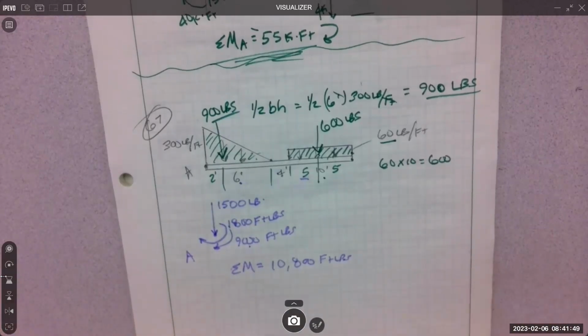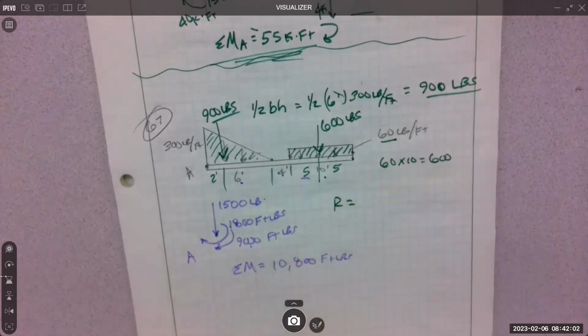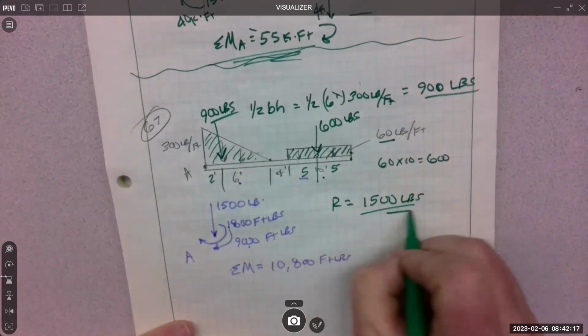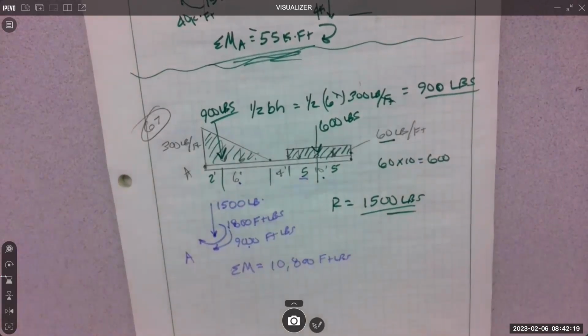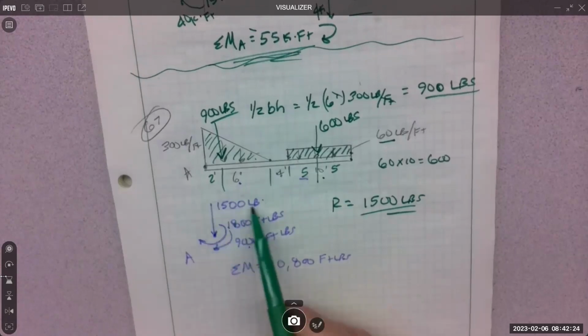So, trick question, what's the magnitude of my resultant? What does R equal? Not too tricky. Yeah, 1,500. 1,500 pounds. That is the magnitude of the vector, the resultant.